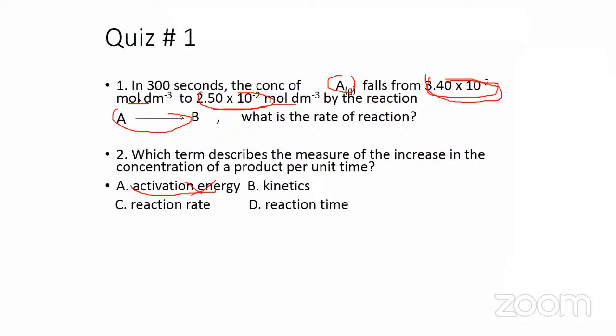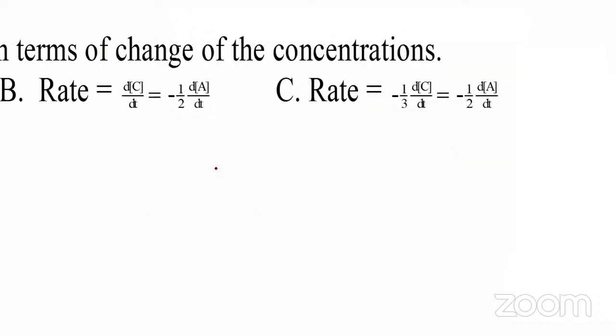This last one is like 80. This one is like 100. So don't go and say it is 80 take away 100. When you subtract, you don't need the negative sign again. Just divide it by the time, and that will give you the rate of the reaction.